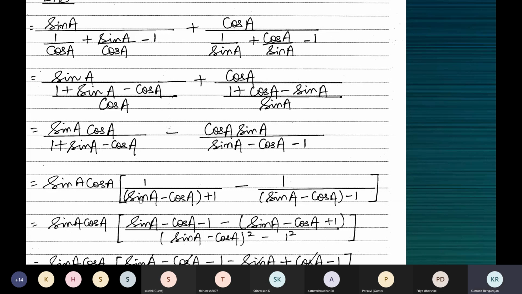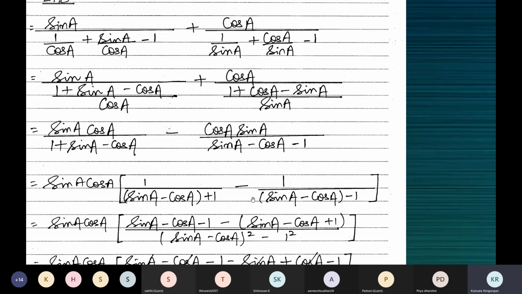See, though we have put a bracket here, this is nothing but sin A minus cos A plus 1. Now, don't think that you've removed this bracket. This entire thing is sin A minus cos A plus 1. You can simply take away the brackets. All this comes here, but there's a minus here, so minus and in a bracket, sin A minus cos A plus 1.